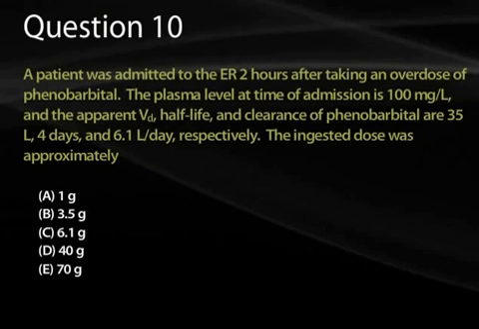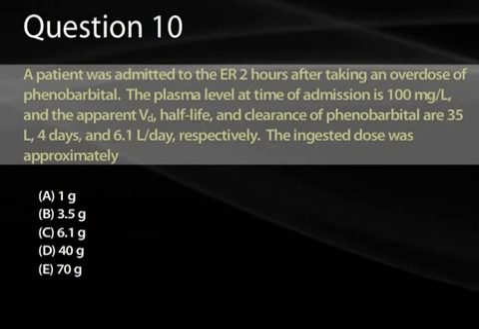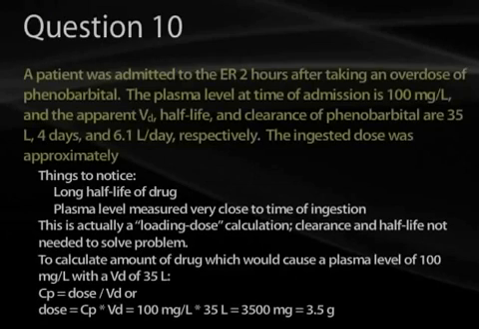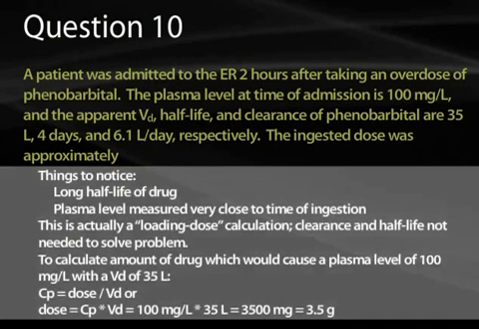Question number 10. A patient was admitted to the emergency room 2 hours after taking an overdose of phenobarbital. The plasma level at the time of admission is 100. And the apparent volume of distribution, the half-life, and the clearance of phenobarb are 35, 4 days, and 6.1 liters per day, respectively. The question is, how much was ingested? So this is actually a loading dose question. The clearance and the half-life are not needed to calculate the loading dose.